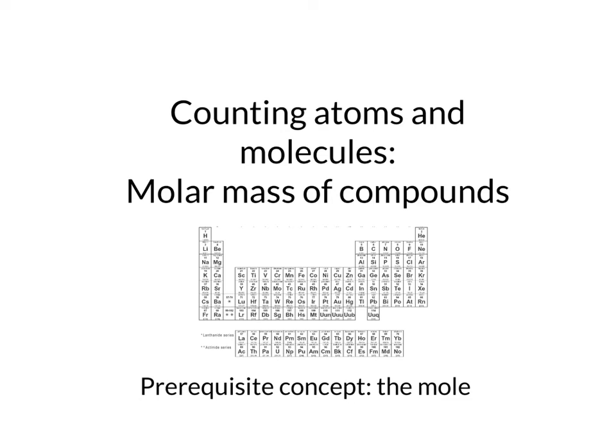The molar mass in grams per mole of each element can be found in the periodic table. We will also be interested in knowing the molar mass of compounds, or combinations of the atoms that exist in the periodic table. Let's see how we can figure that out.